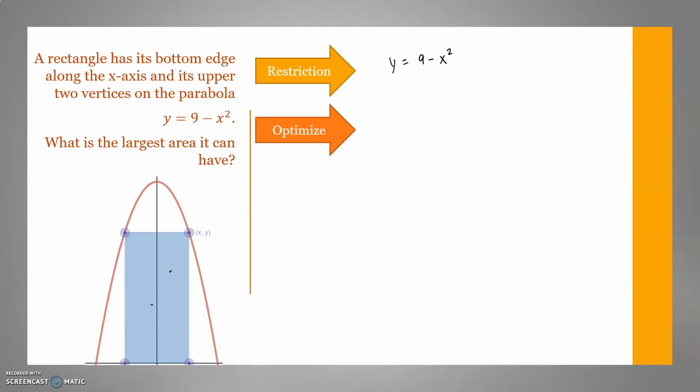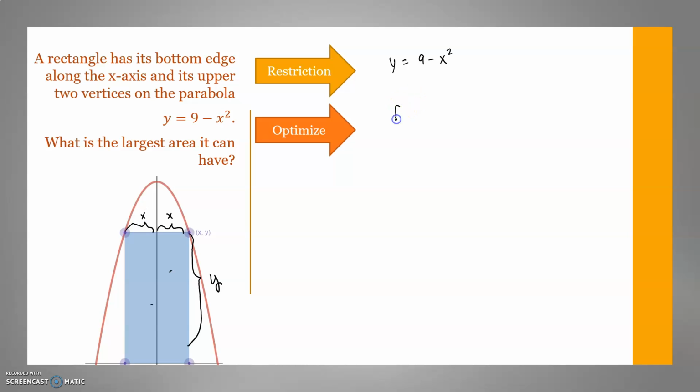Now what am I trying to optimize? I'm trying to find the largest area. So now I'm going to look at, if this ordered pair is x comma y, then that means that the height of the rectangle is y, and the width of the rectangle would actually be, this distance would be x, and then this distance would also be x, so the width would be 2x.